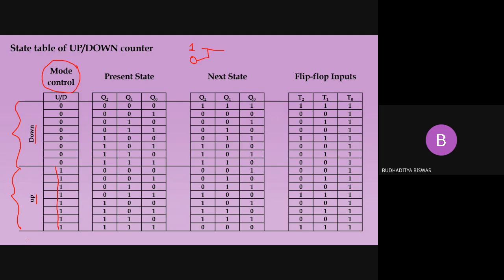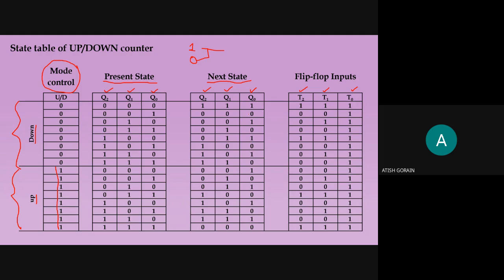Okay, now here you see this is the present state. We are actually using 3 flip-flops, that's why there are 3 inputs and 3 outputs, Q0, Q1 and Q2, and this is the next state. The next state is also the same, Q0, Q1 and Q2, and here we are using the T flip-flop. So this is T0, T1 and T2.